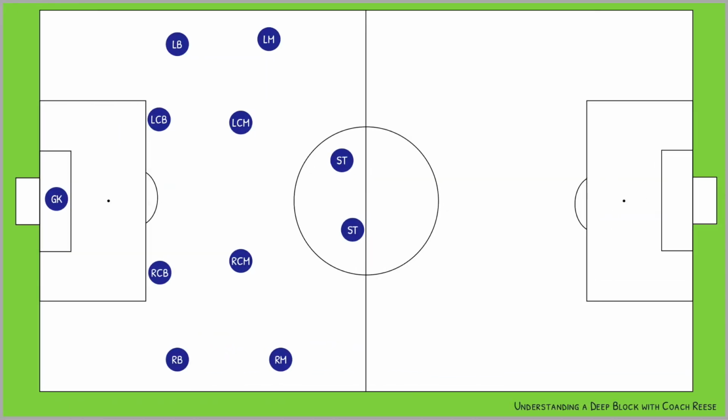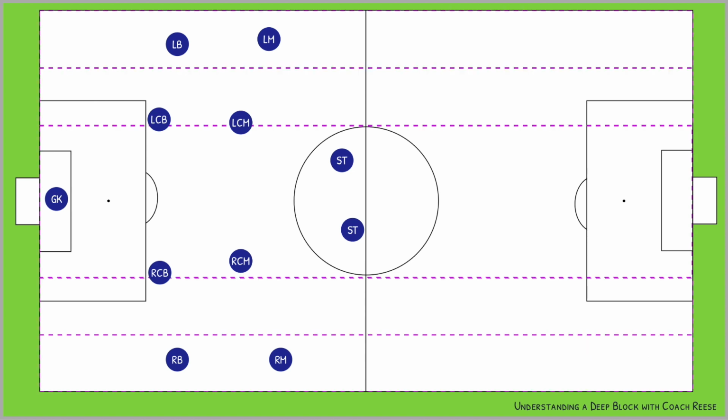So here we are on the tactic board. Together we're going to organise a deep block. To help us with it, we're going to add a few zones to the pitch. This will give us a little bit of a guidance as to where players are in relation to the deep block. We've now added 5 zones to the pitch. We're going to number these from left to right, 1, 2, 3, 4 and 5.